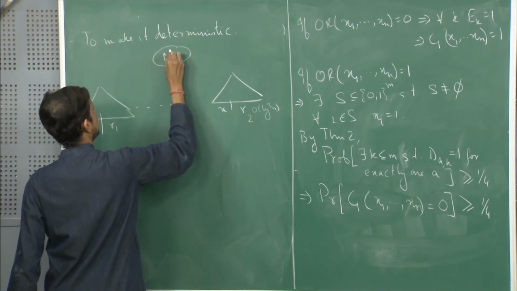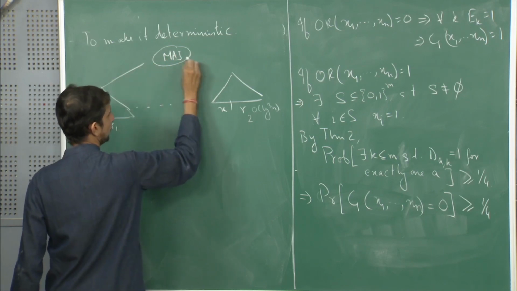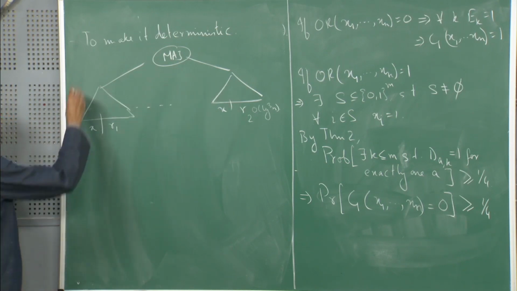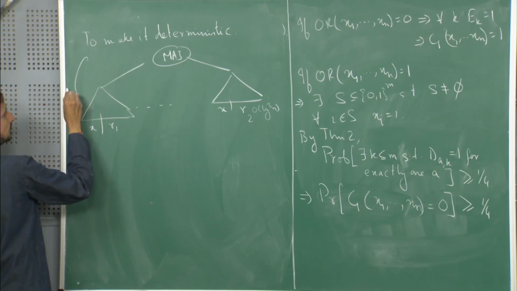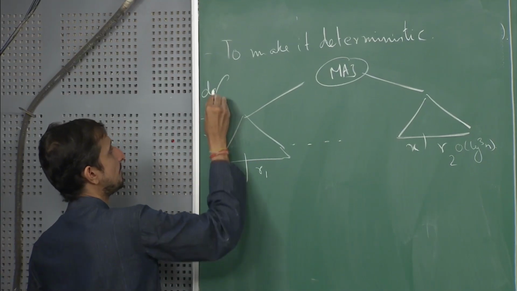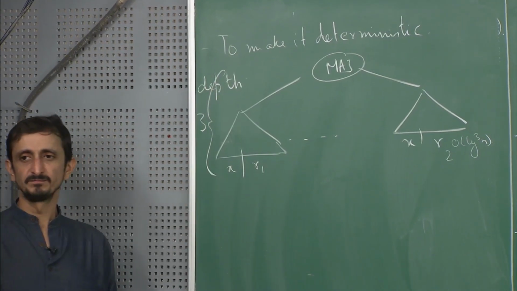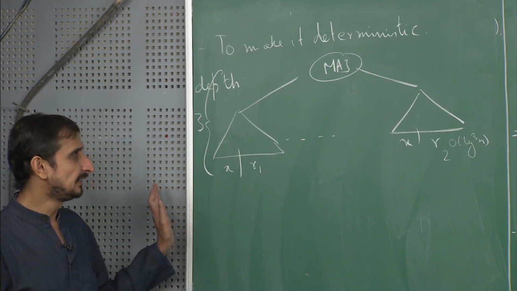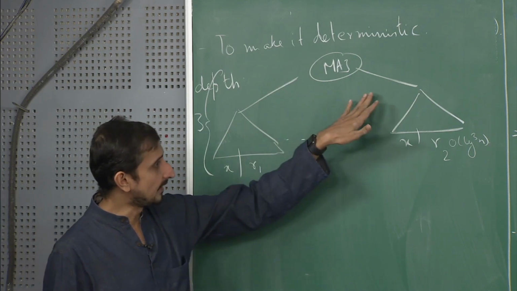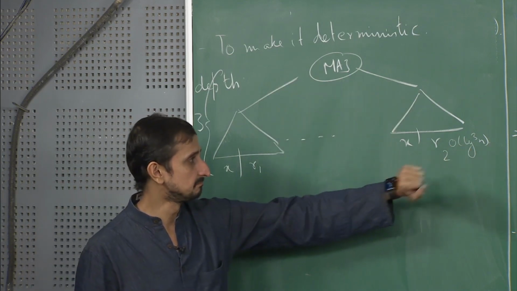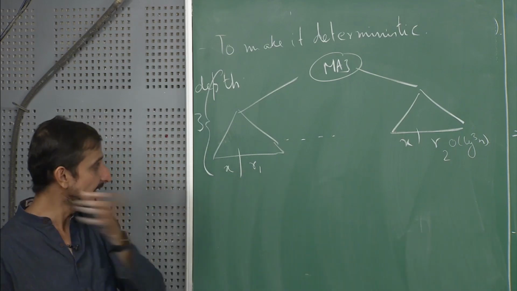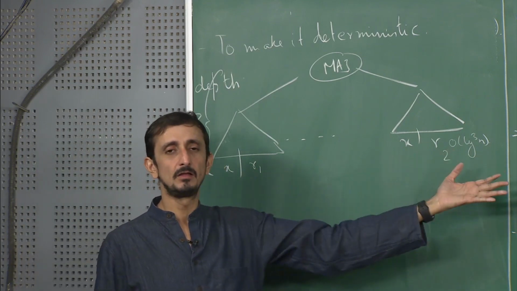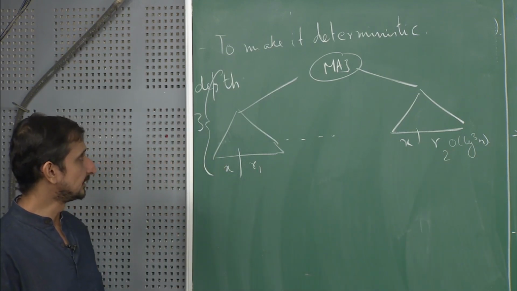So I will put a majority gate at the top and I will connect them. So all of them are depth 2 circuits. Now because of this majority, I get a depth 3 circuit. And now this is a deterministic computation. And as I said, this doesn't change the size. So of course the fan-in of this is 2 to the power order log cube n, that is okay. And as I said, the size doesn't change by more than a quasi polynomial factor, so that is still okay.